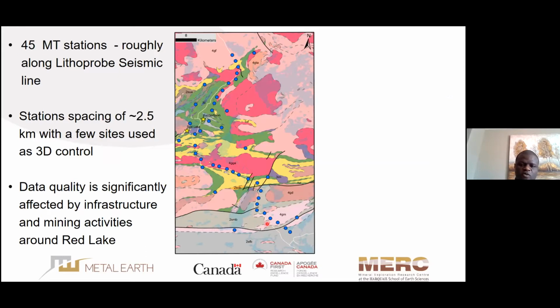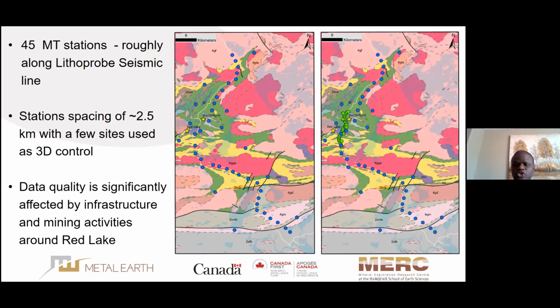this region. We have quite a few 3D control sites in case we have features trending in different directions. They are roughly spaced at 2.5 kilometers apart. And the data quality, especially around the center here, is also very highly affected by infrastructure and mining activity. This map here shows the new Red Lake MT Transect at the moment, with all the MT data, the broadband and the AMT at the center here.